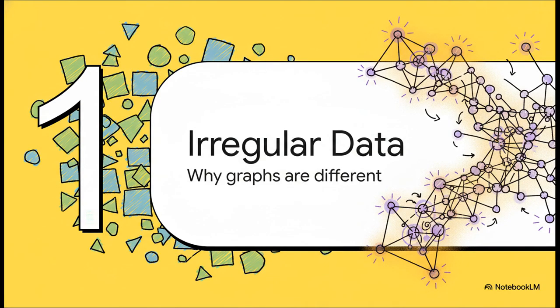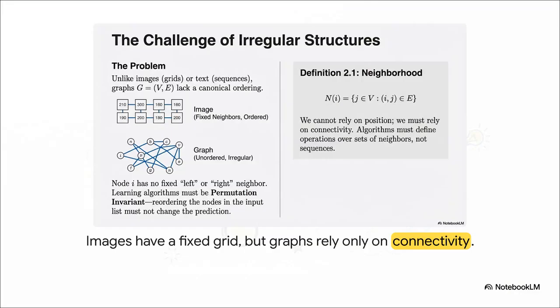All right, so first things first. Why are graphs such a headache for machine learning in the first place? The whole challenge really boils down to their irregular structure. Just take a look at this comparison. An image is perfect. It's a predictable grid. Every single pixel has a clear up, down, left, and right. But a graph? A node just has, well, neighbors. There's no natural ordering, no first neighbor or last neighbor. We can't use its position for anything. We can only rely on its connectivity.